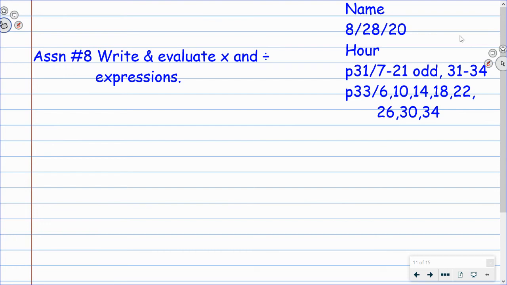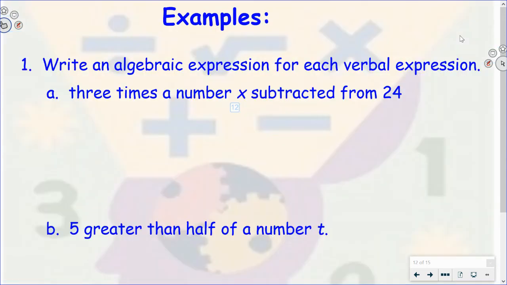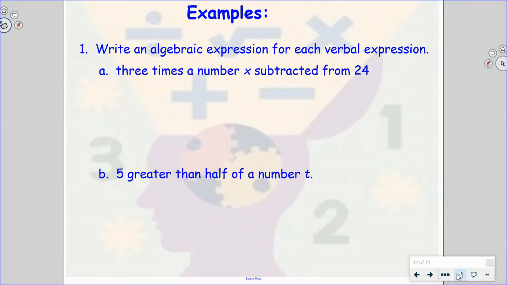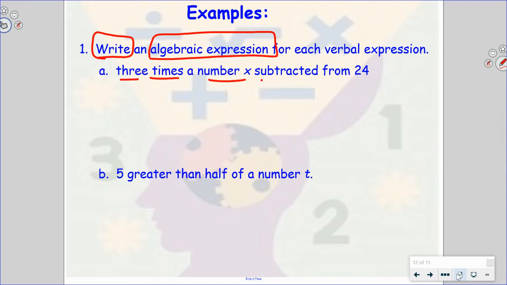So again, we're just titling our paper, but I wanted you to have it in case you need some examples. Examples like such. Write an algebraic expression. Now focus, ladies and gents, on the vocabulary. We are not writing equations. We're taking a step back and writing expressions. 3 times a number x subtracted from 24.